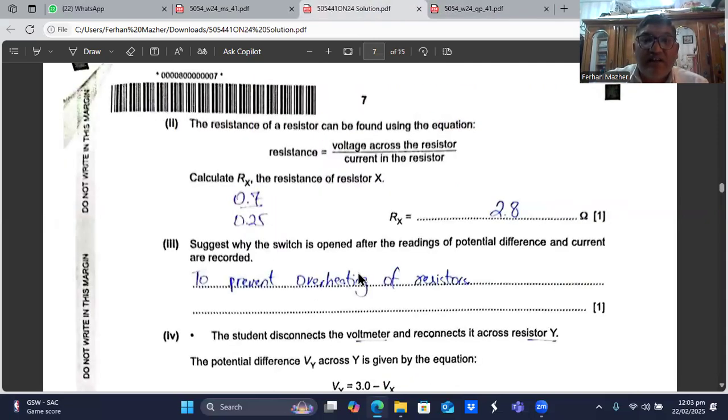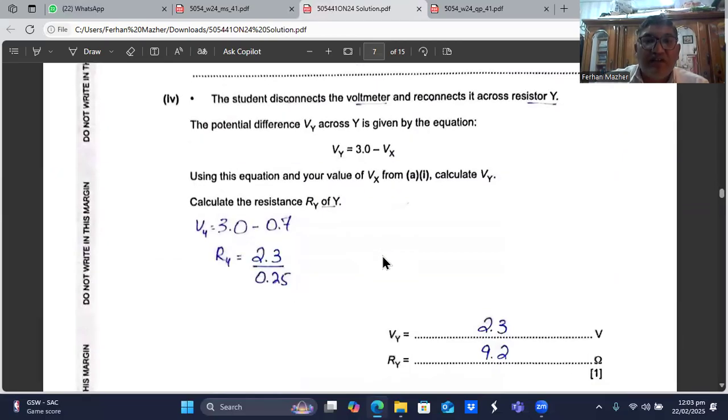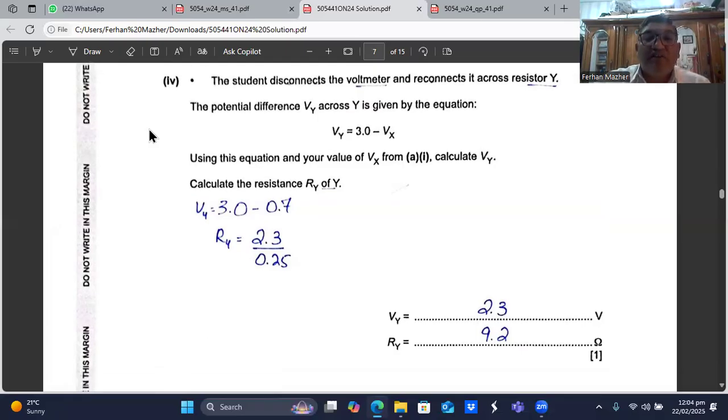Okay, so very simple. We know the voltage drop. So the voltage across Y will be equal to 3 minus 0.7. So that will be 2.3 volt. And because X and Y are both connected in series, they have the same amount of current flowing through them. So the resistance of Y will be equal to the voltage across Y divided by the current flowing through Y. So that's 2.3 volt divided by 0.25 ampere. And the answer will be 9.2 ohm.